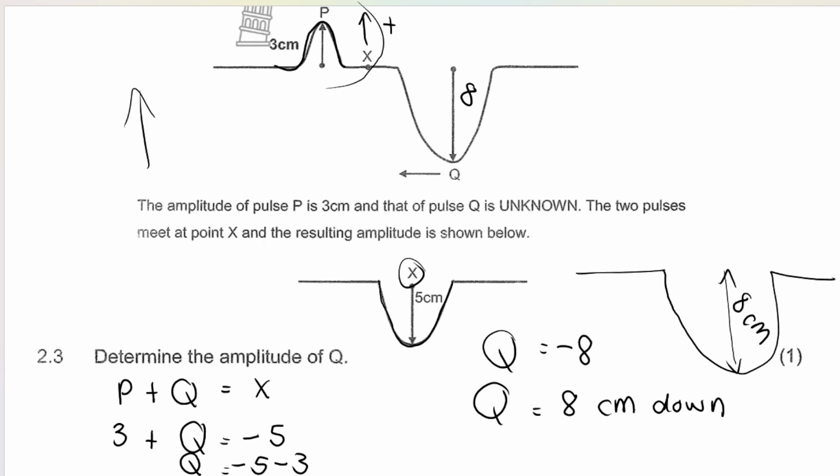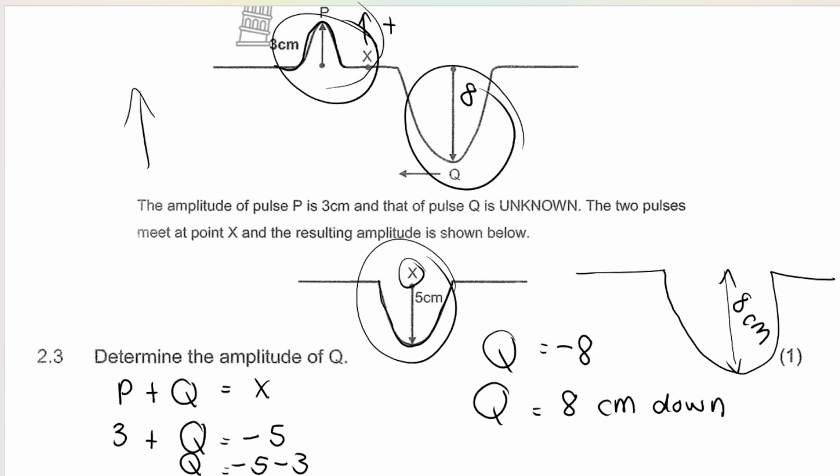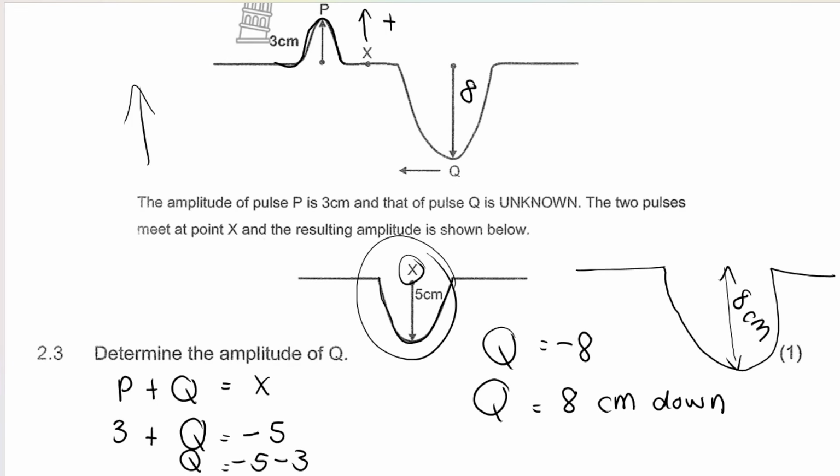But as soon as one of them is going downwards, then one of the directions has to be positive, the other has to be negative. So P plus Q together must give me X. Okay, it's just an algebraic sum. It's in the definition. So 3 is positive because it's going up.